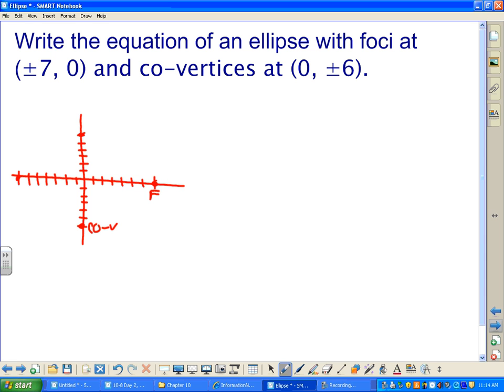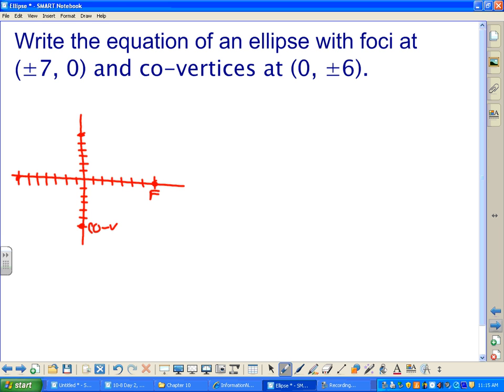Can I draw my ellipse with what I have? No, because what don't I know? Do I know which axis is the major axis? Yeah, which one? X. How do I know? The foci are on there, right? And the foci are always on the major axis. But can I draw the ellipse with those 4 points that I have? No, because these are the foci. Where are the foci in relationship to an ellipse? Inside. So I know that my actual vertex points need to be outside of that.